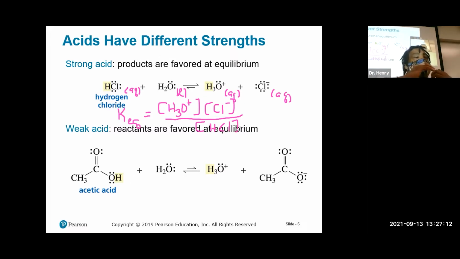So based upon this, if we're at equilibrium, we're going to have much more of this guy than this guy. So then our Keq is going to be greater. This here is also going to be called our Ka for hydrochloric acid. Ka stands for acid. The A stands for acid, right?